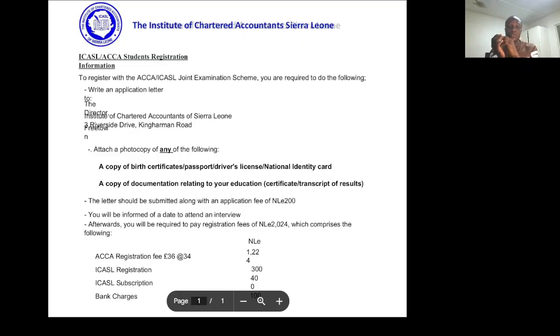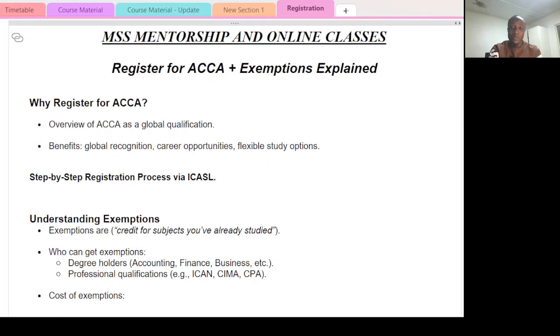This is the amount you are going to pay for your registration. For you to become a registered student with ACCA and ICASL, this is the total cost you are going to pay to become a registered student. So it is very much important you take note of the breakdown and also the cost involved.